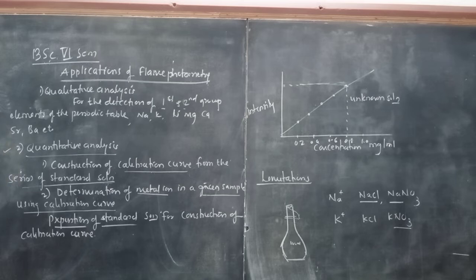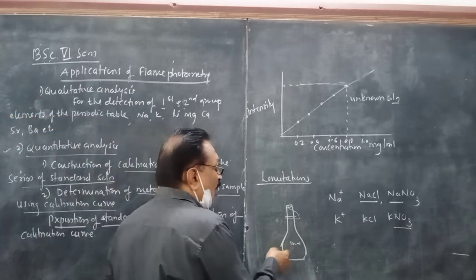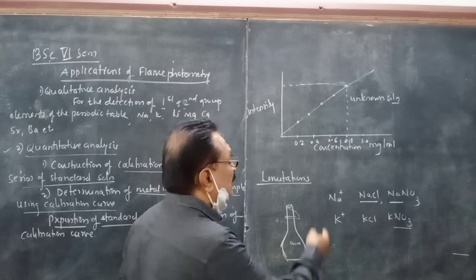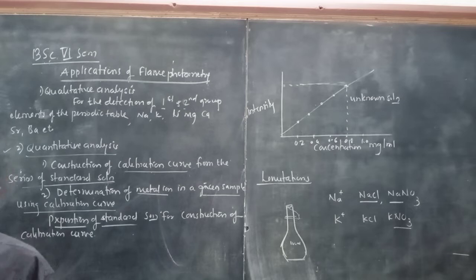Like that, depending upon the molecular mass of the salt, we go for the preparation of the standard solution, which is also called the stock solution, that is 1 milligram per ml. In that quantity we prepare the standard solution, called the stock solution. And the stock solution is diluted to give solutions of different concentrations.